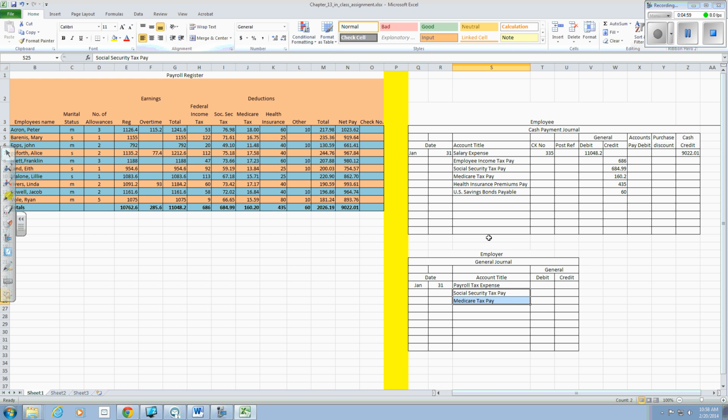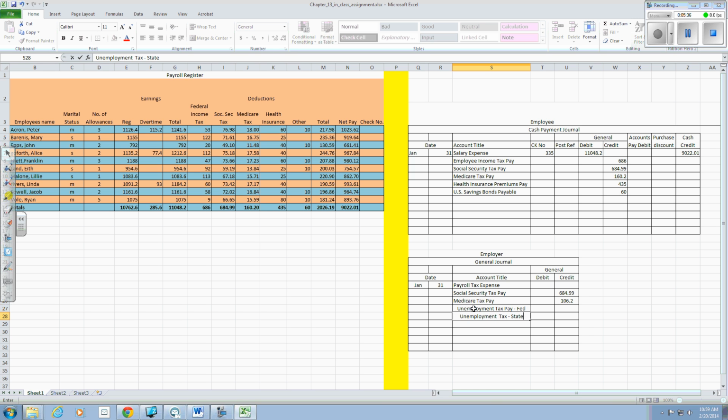The easy way to do that is we just go up here and take a look at how much the Social Security tax was from above. It was $684.99. Medicare tax payable was the same amount, $160.20. Remember that we're just recording that because the employer pays exactly the same amount as all the employees do. Now the other two, then, are unemployment tax payable federal and unemployment tax state.